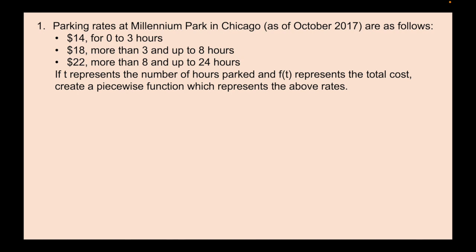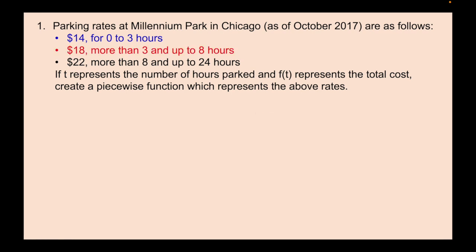As we've worked with piecewise functions previously, we would have a column of expressions and a column of inequalities, and that's how these are going to look as well. The first condition is saying that it's $14. Now, not $14 per hour, just $14 for between 0 and 3. So the way we would express this is just 14, and then for the inequality, since T is the number of hours parked, it's more than 0 and less than or equal to 3.